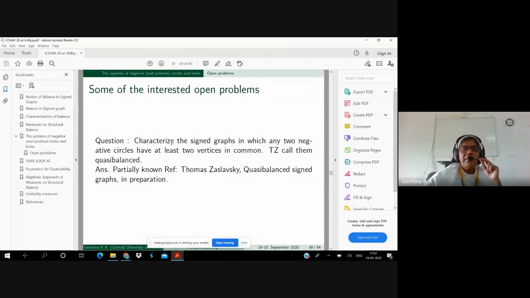Some of the interesting problems: characterize a signed graph in which any two negative circles have at least two vertices in common. Professor Zaslavsky called them quasi-balanced. So this is partially known, and we are still working on it. Partially known is Thomas Zaslavsky's paper on quasi-balanced signed graphs. It is under preparation actually. Little bit is known about this question.